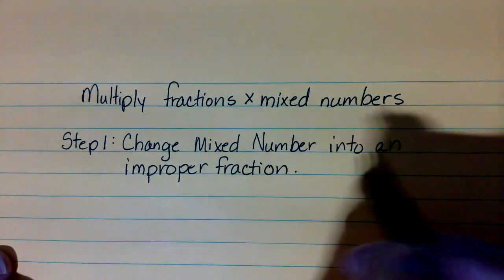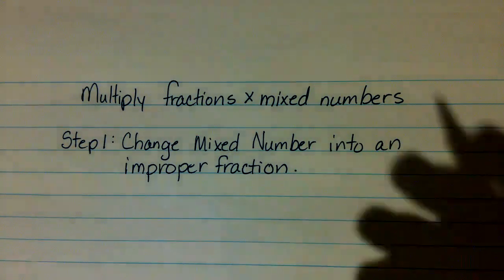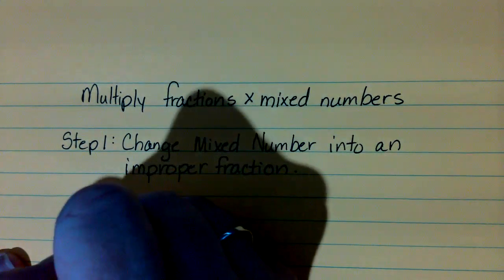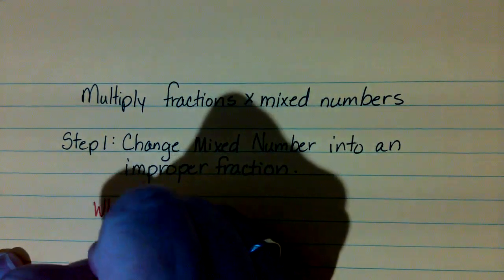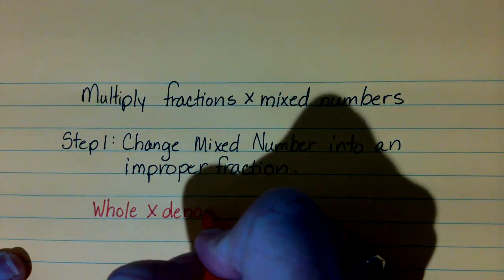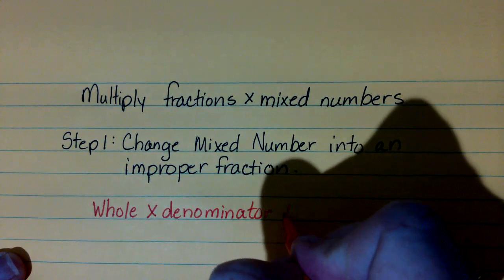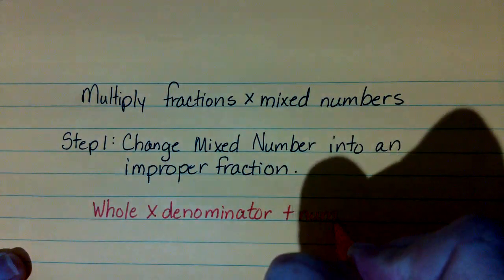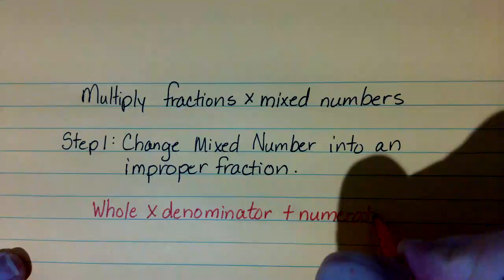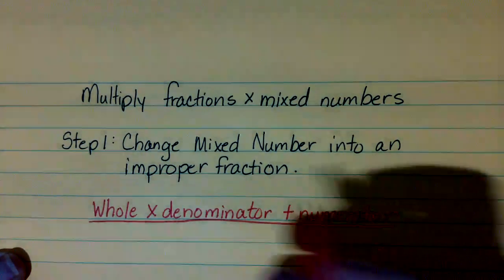And hopefully you kind of remember the formula that we used for that. We said that it was going to be the whole number times the denominator plus the numerator all over the denominator.